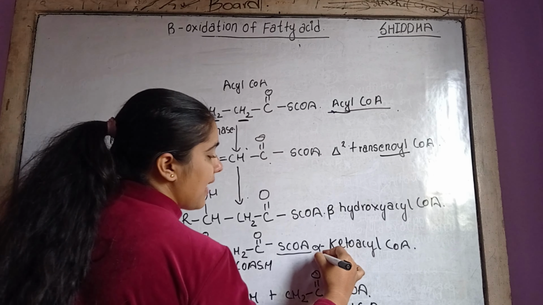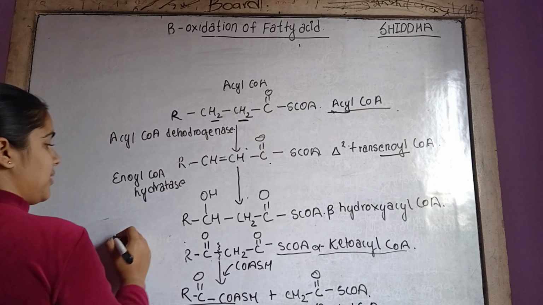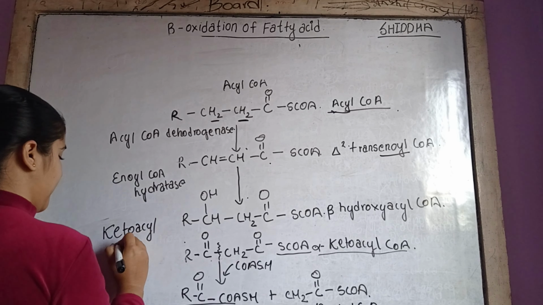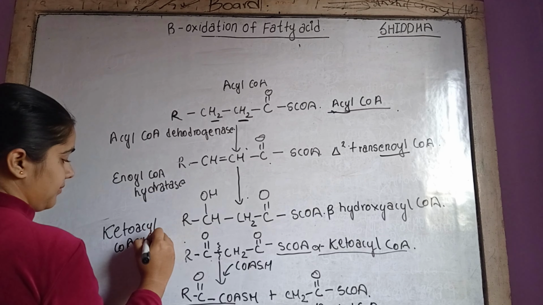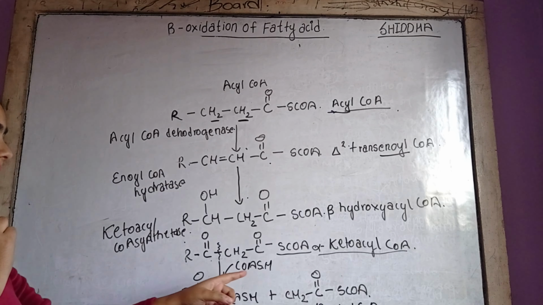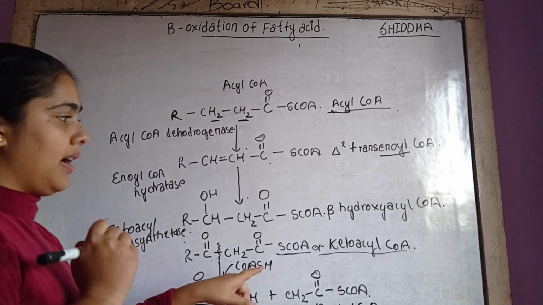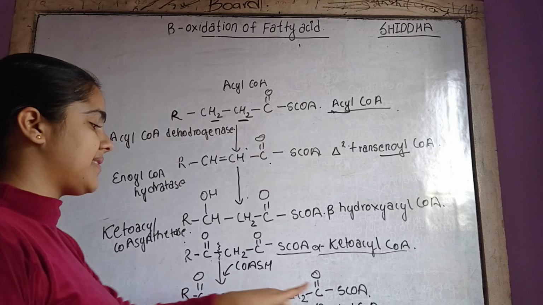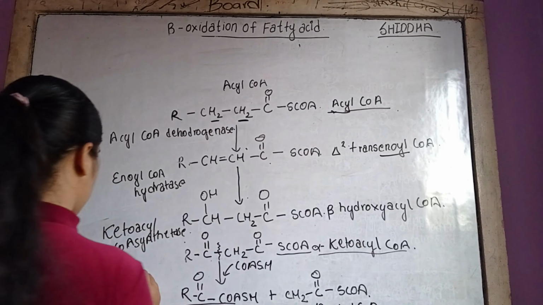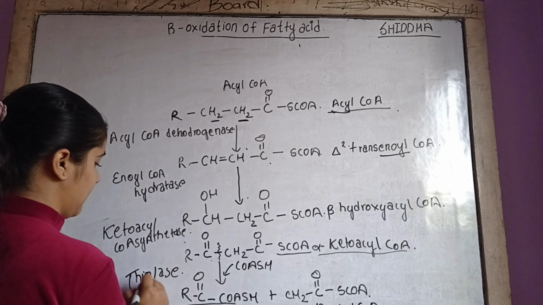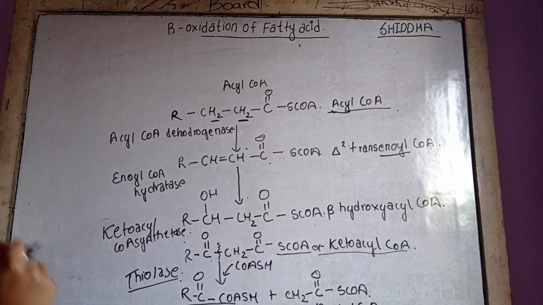And here we have ketoacyl coenzyme A formation, so the enzyme will be ketoacyl synthase. Finally, the splitting of alpha ketoacyl coenzyme A to acyl coenzyme A and acetyl coenzyme A is done by the enzyme thiolase. So, this is our beta oxidation proper.